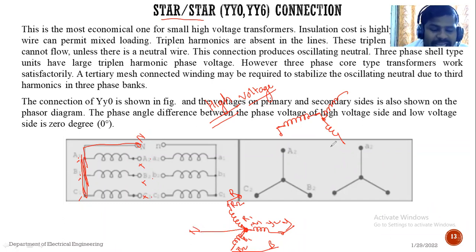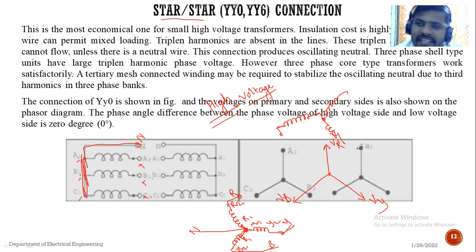See the phasor diagram, it can be drawn. Suppose this winding of the R phase has a voltage VR. Similarly, the B phase has a voltage VB, and similarly the Y phase has a voltage VY. So this is the primary side. Similarly, the secondary is also connected in star. The secondary is connected in what? In star only. There is no phase displacement. That means zero phase displacement.